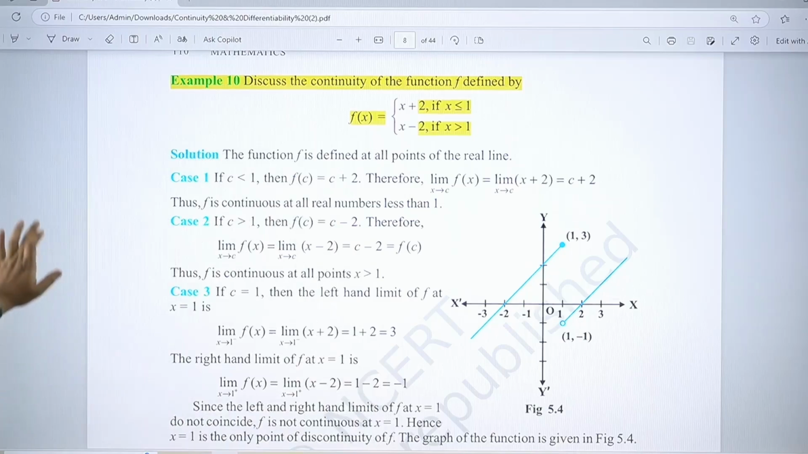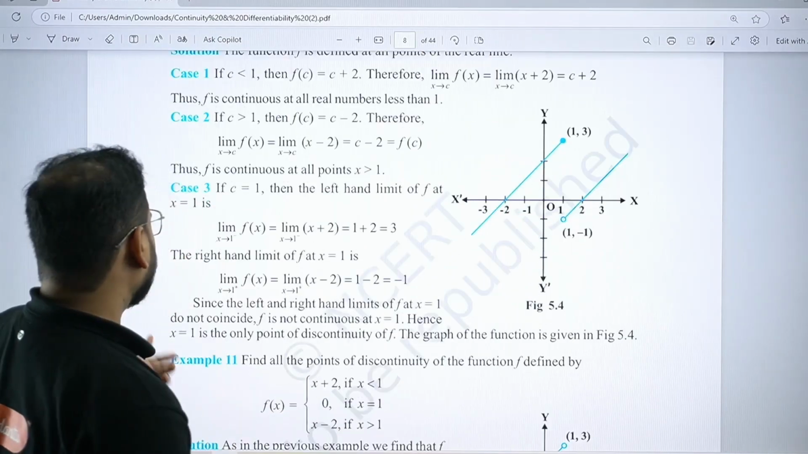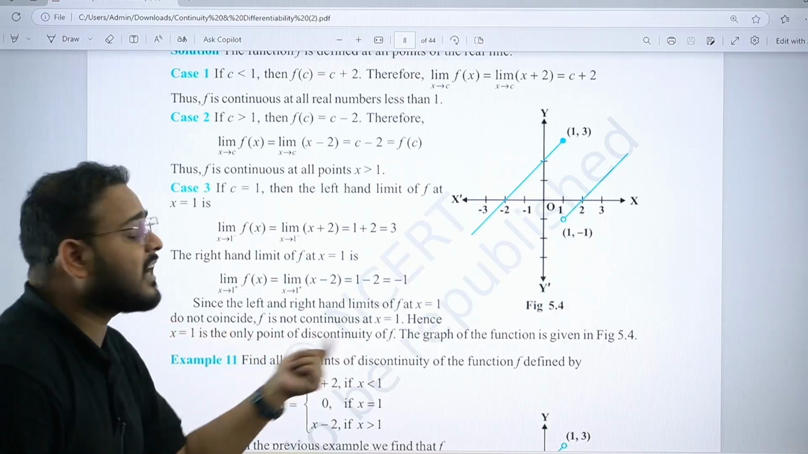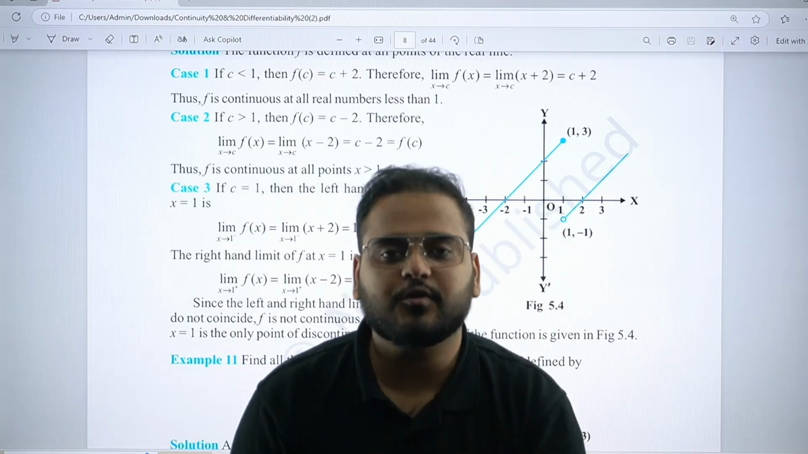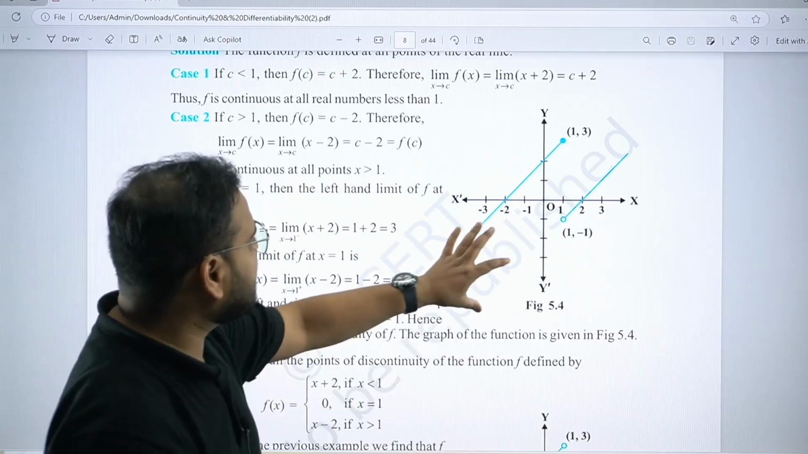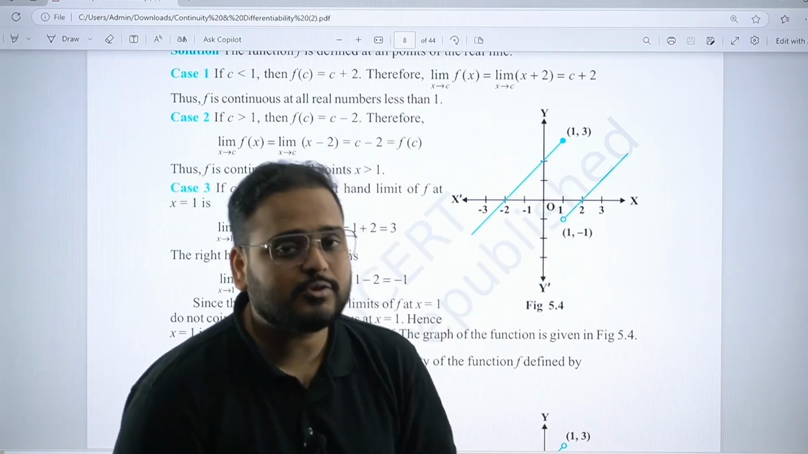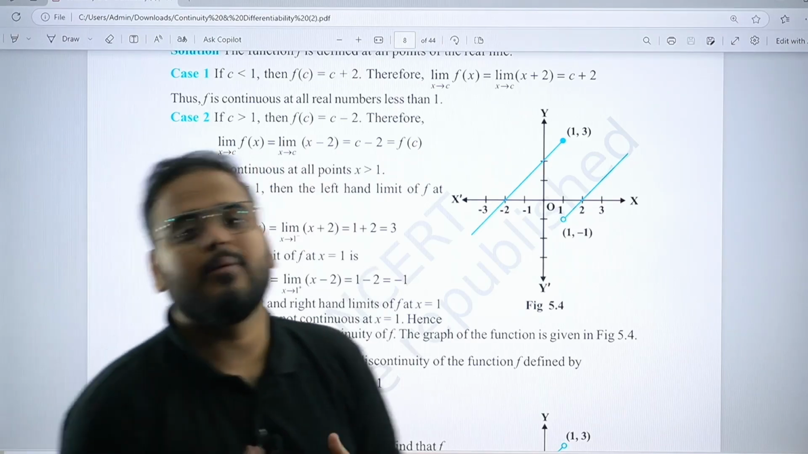What are you getting? At x equals to 1, what is it? They do not coincide. Hence x equal to 1 is the only point of discontinuity. This kind of question also comes. They define a function for you and then ask you to find all the points of discontinuity. The graphical approach makes the function make more sense to us, but you have to know the algebraic approach. What is that? Finding the limit value.